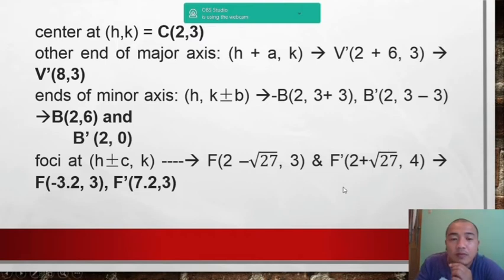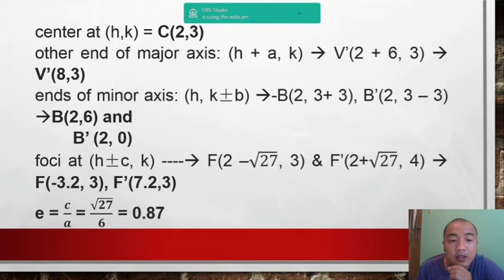So, mali tayo. And then, eccentricity is square root of 27 over 6. That's equivalent to 0.87 using your calculator. Okay? So, if the eccentricity of the ellipse is closer to 1, meaning that's an elongated ellipse, it tells the roundness. No? But if it's closer to 0, it tends to become circular.